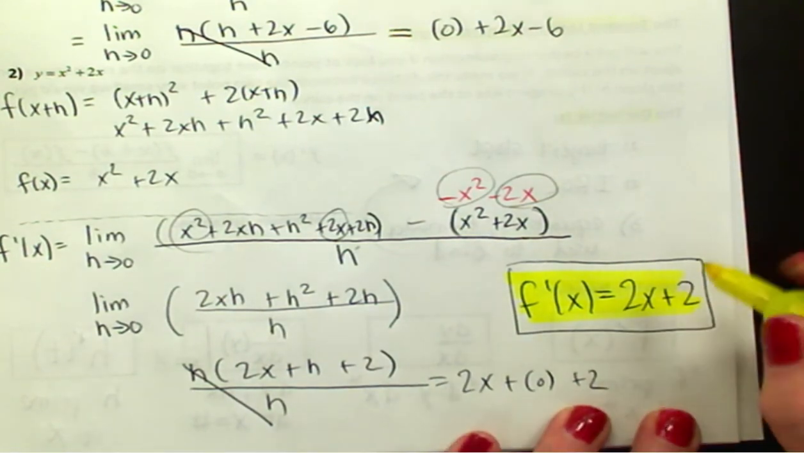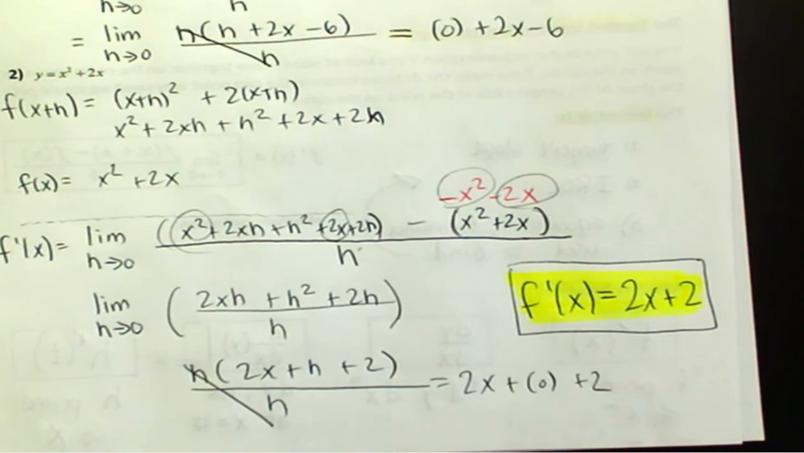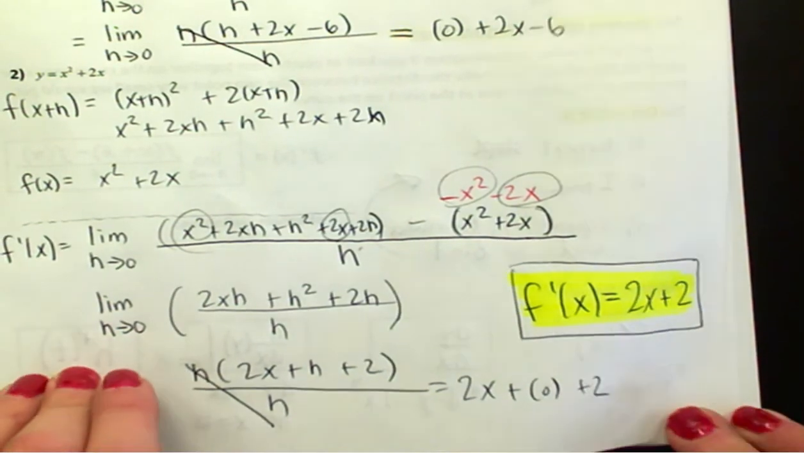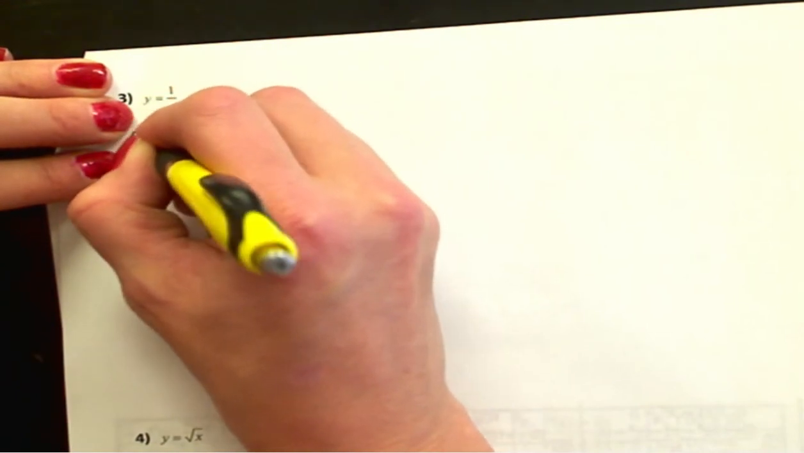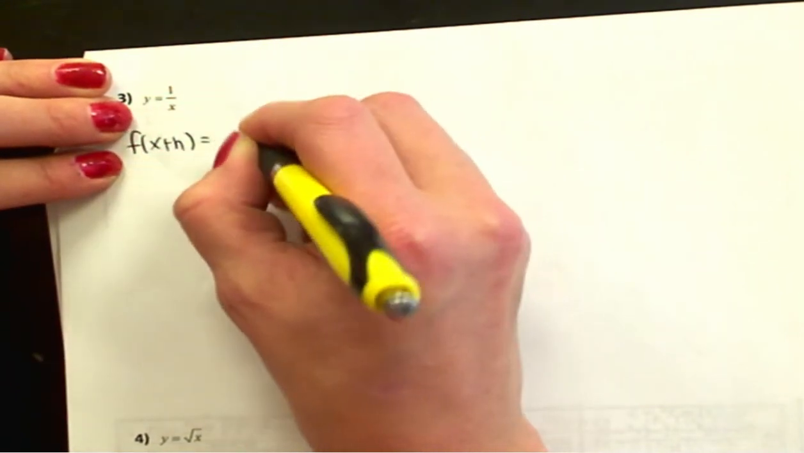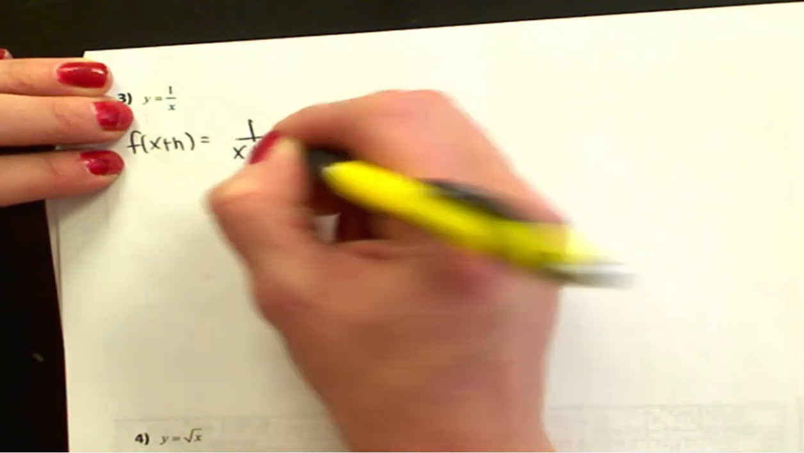Okay, so those two were polynomials. We're going to do one radical and one fraction. Okay. Give it a try. Okay, so let's set it up. Let's see if we can do it. F of x plus h. Oh, there's actually, that's it. There's nothing else to do.